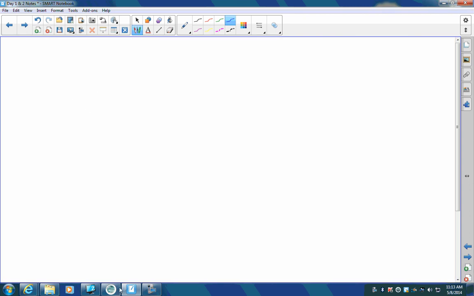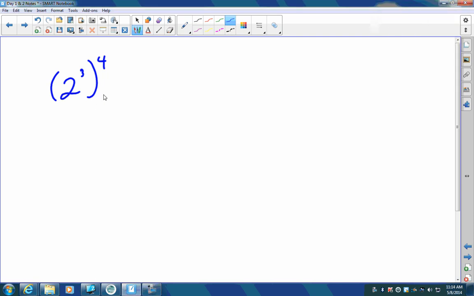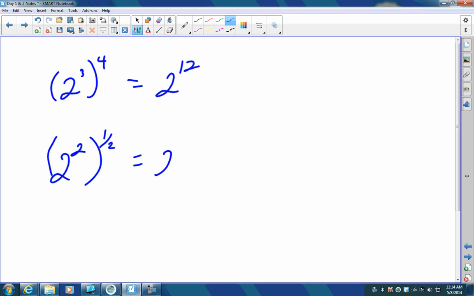So if I have 2 to the 3rd power, then to the 4th power, what would that be? This right here is 3 times 4, which is 12. 2 to the 12th power. Well, if I had 2 squared to the 1/2, what is 2 times 1/2? It is 1. That's 2 to the first power, which is the same as 2.